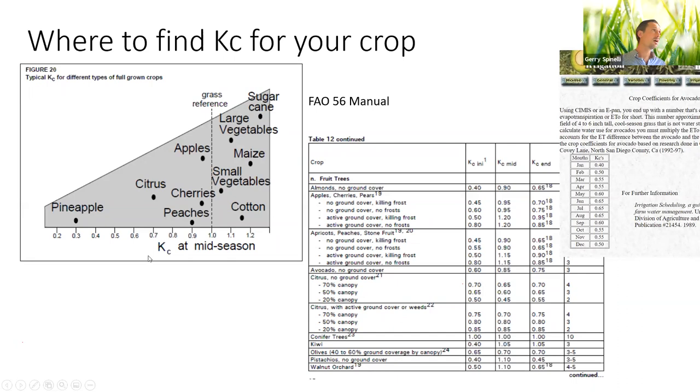This is another picture taken from FAO 56 that shows you the KC, the crop coefficient of various crops. Most of them, unless you're on Big Island and you're growing pineapples, are within 0.2, 0.7, and 0.8. So most of them use about 70% of what grass uses in the same location, up to 1.2, 20% more than grass uses in that location.